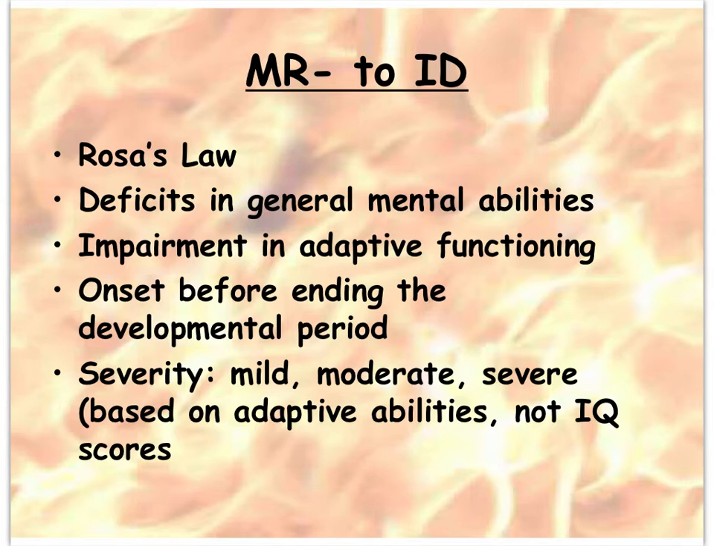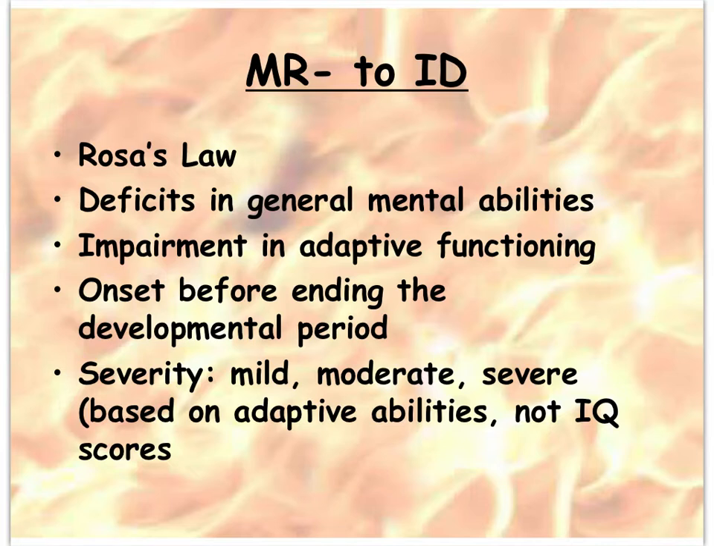So if a person has an intellectual disability, they will have deficits in general mental abilities, the ability to do the reasoning tasks and understanding type of tasks that school would typically require. There would also be an impairment in adaptive functioning. So this is a person's ability to effectively interact with society, to care for oneself, that sort of thing.